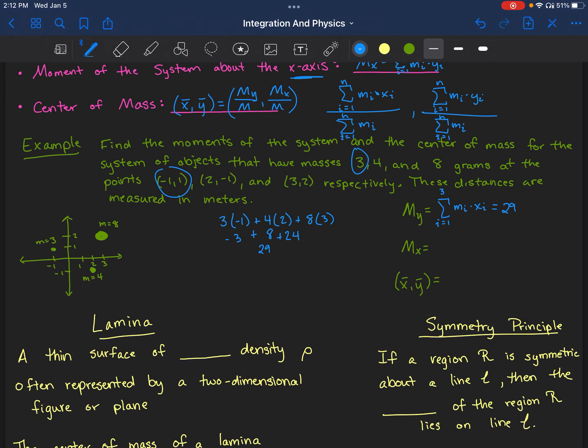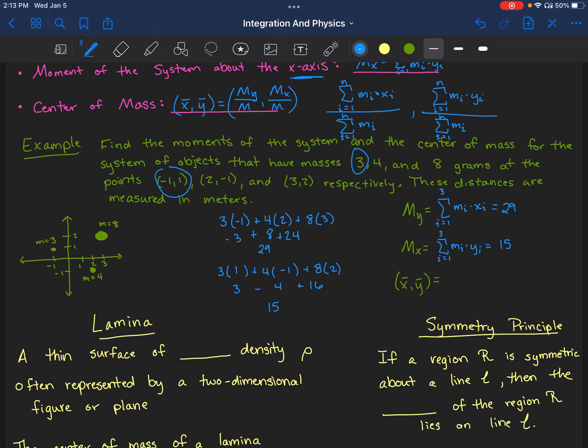And what I'm going to do for mx is I'm going to do the same thing, just instead of using the x coordinates, I'm going to use the y coordinates. So it's still going to be 3 plus 4 plus 8, and all I'm going to do is switch it out for the y value. So 1, -1, and 2. So 3 times 1 gives me 3. That's going to be -4. That's going to be plus 16. 3 minus 4 gives me -1 plus 16 gives me 15.